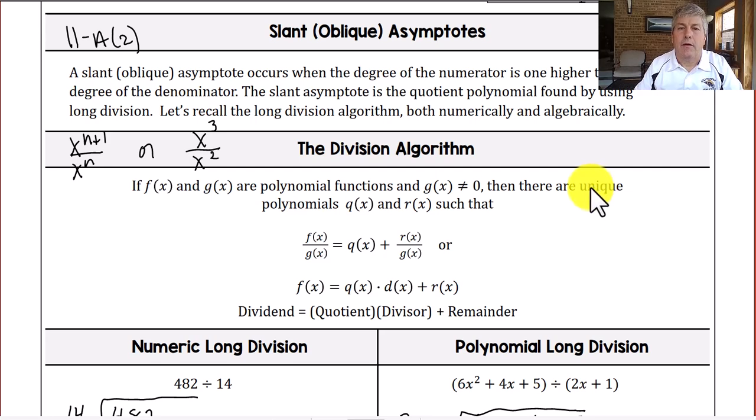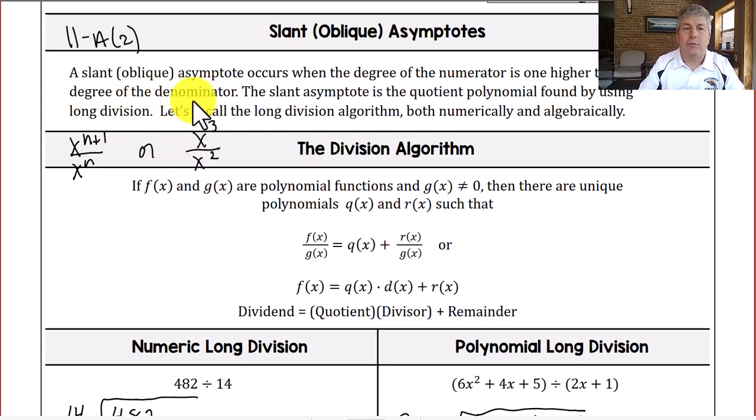Welcome back. The objective of this video is to explore slant asymptotes in rational functions. In order to do that, though, we will have to do a review of polynomial long division, and you'll also see a review of synthetic division.